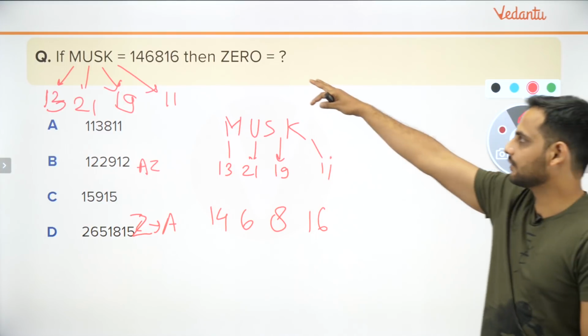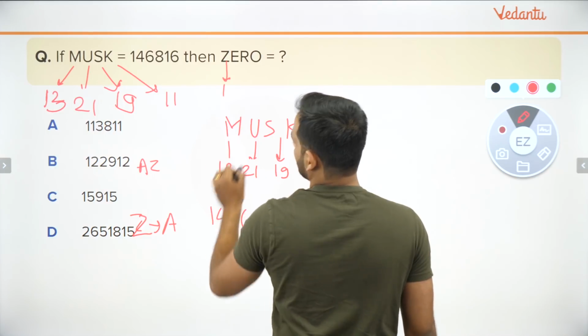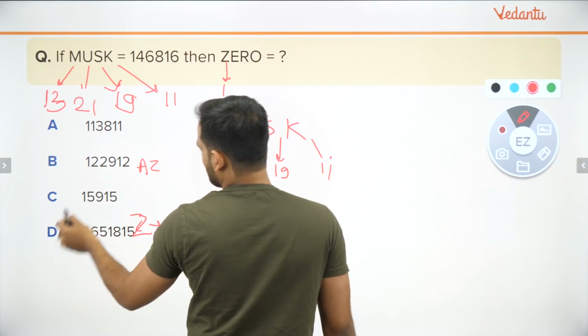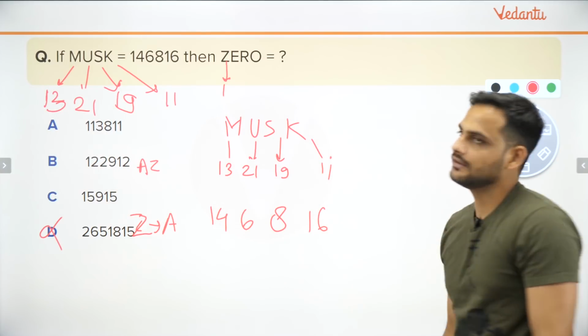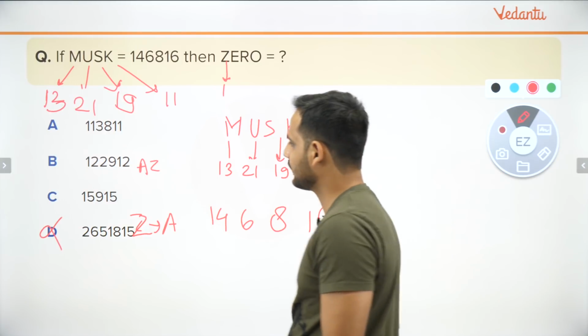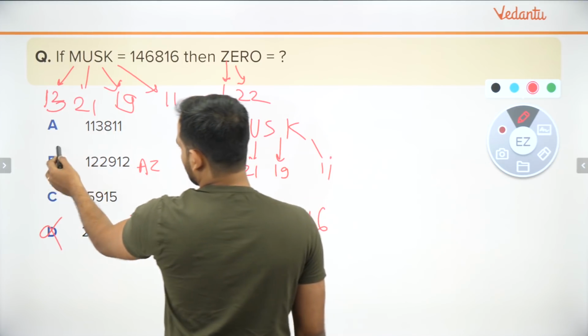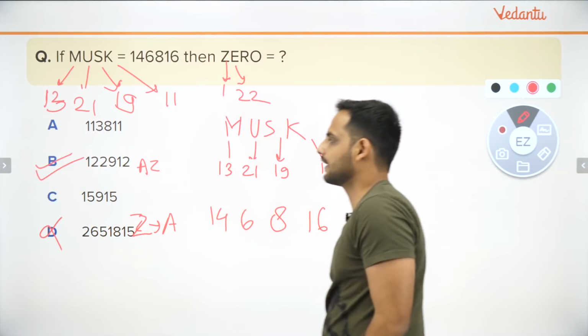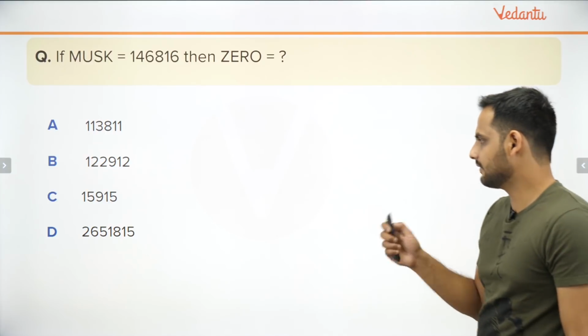Now you have to find out the reverse value of Z. Z's first value is 1, so Z value will be 1. So see, option D is wrong. Now we have to go this way. Now E value will be, E is what? Fifth letter. So 26 minus 5 is 21, plus 1 is 22. So in the place of E, 22 should come here. 22 is coming only in option B. So B is the correct answer. No need to check further.